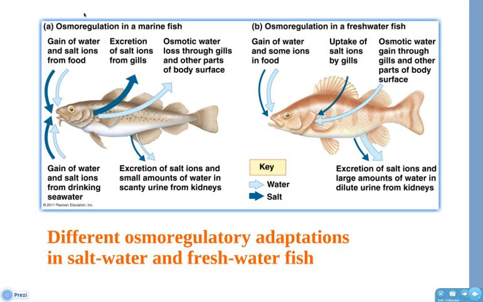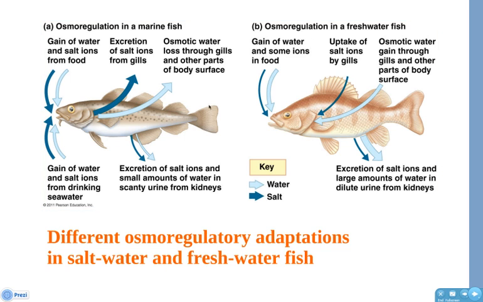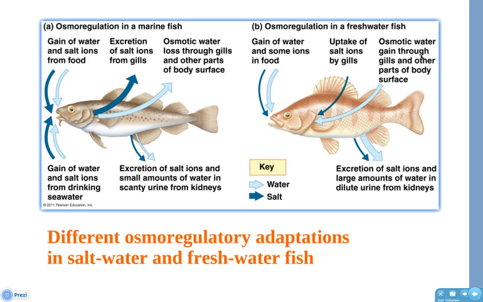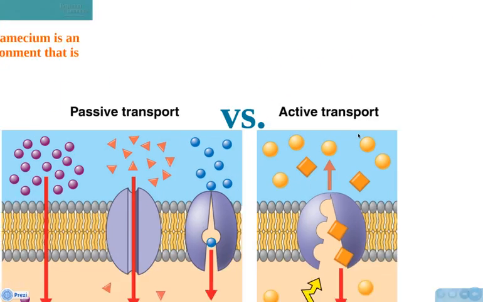Okay, you'll see a gain of water and salt ions from food and from drinking seawater. The fish can actually excrete salt ions from the gills and through the kidneys. So there's a water loss through the gills, and it can maintain homeostasis that way. In freshwater fish, you're going to see a gain of some ions in food, the uptake of ions by the gills, and the osmotic water gain through gills and other parts of the surface. And then there's going to be an excretion of salt ions, a large amount of water, and dilute urine from the kidneys.